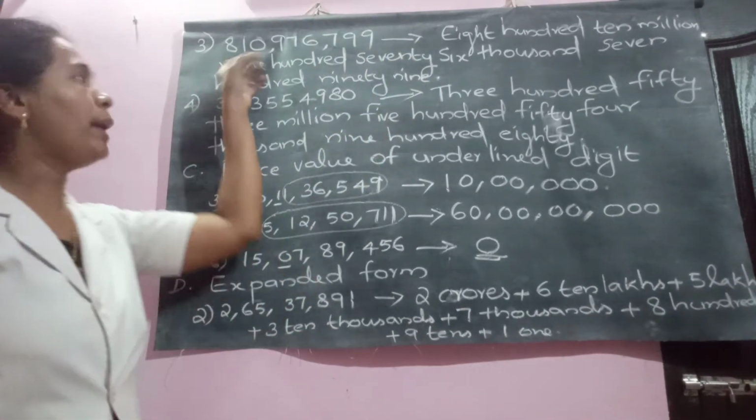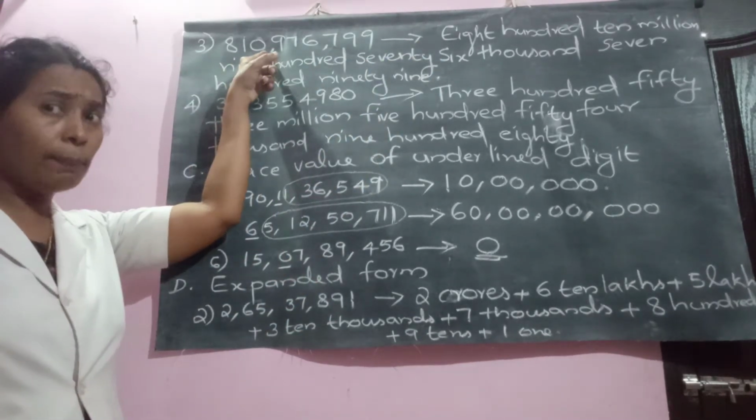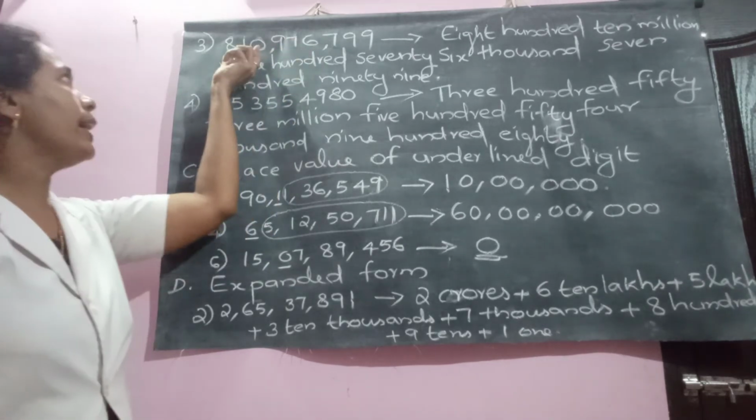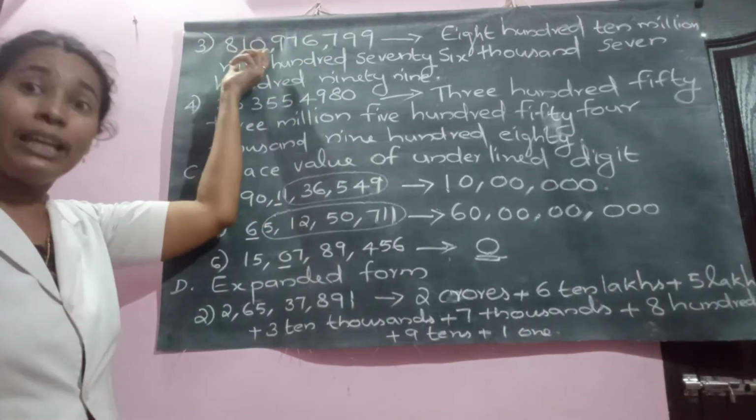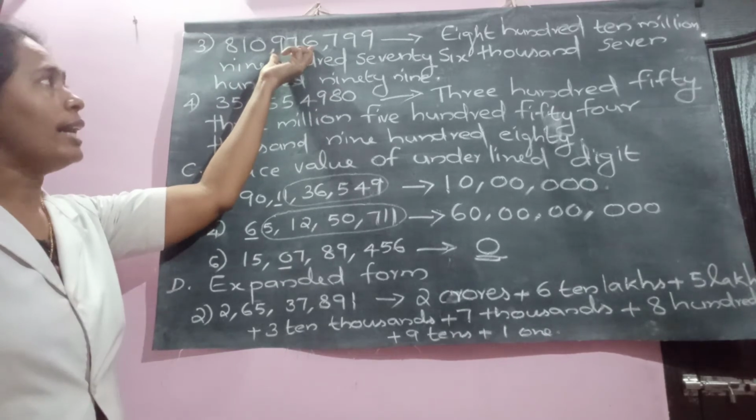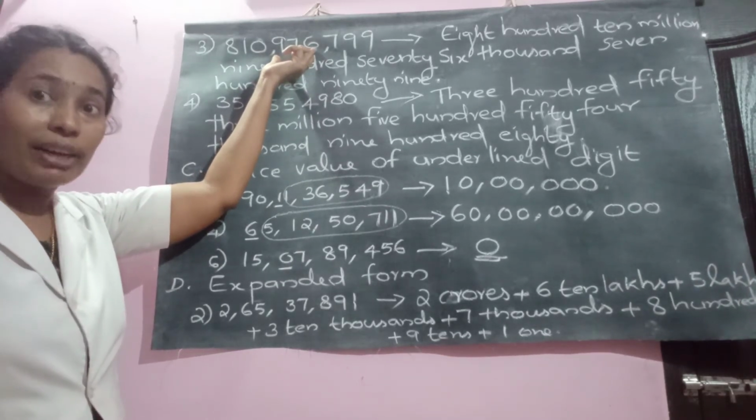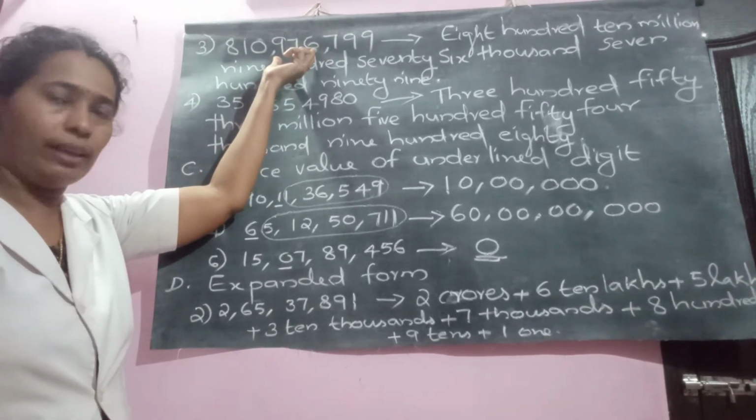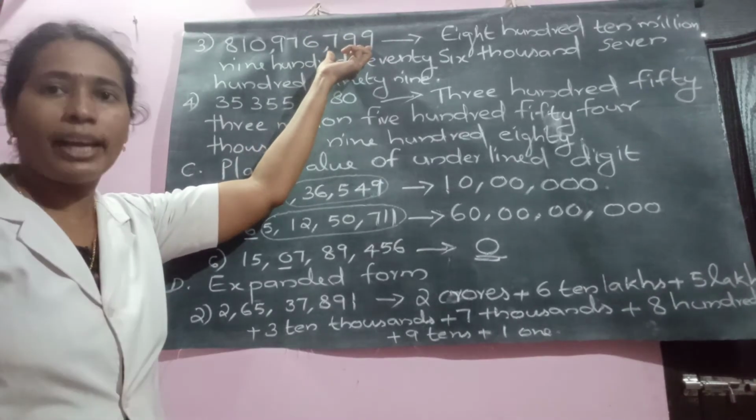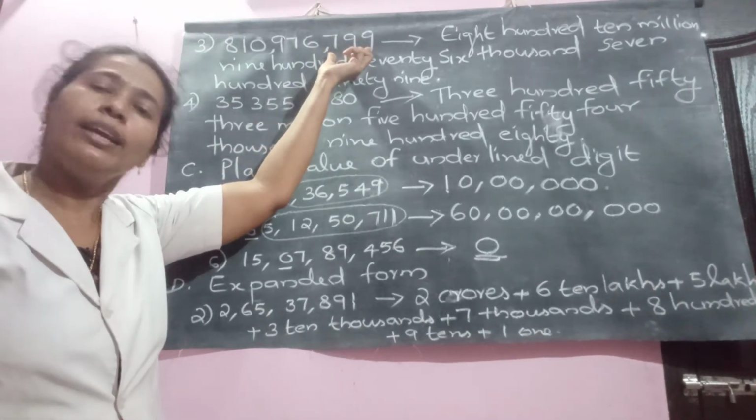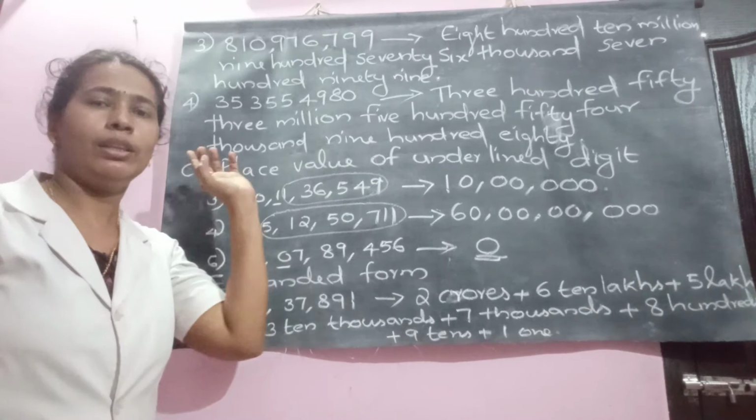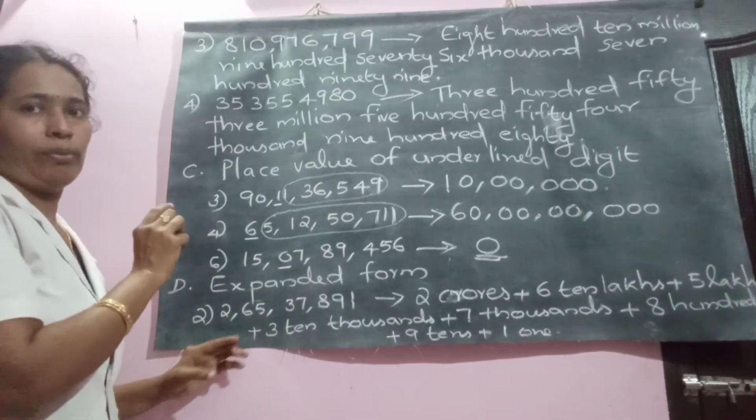810. And the period is million. 810 million. And this is 976,000. And this is 799. Finished. Similarly, for those from your textbook.